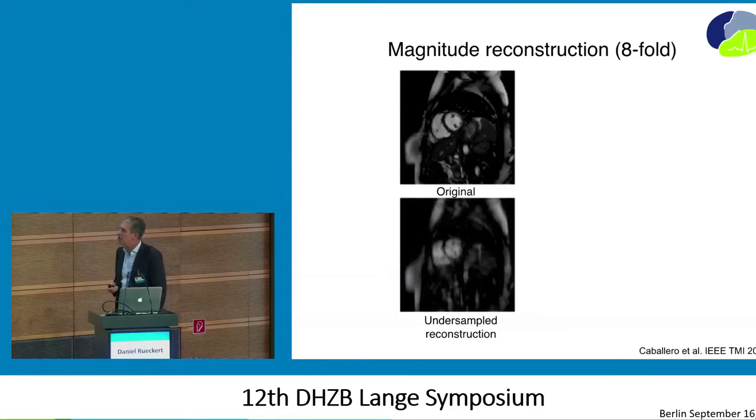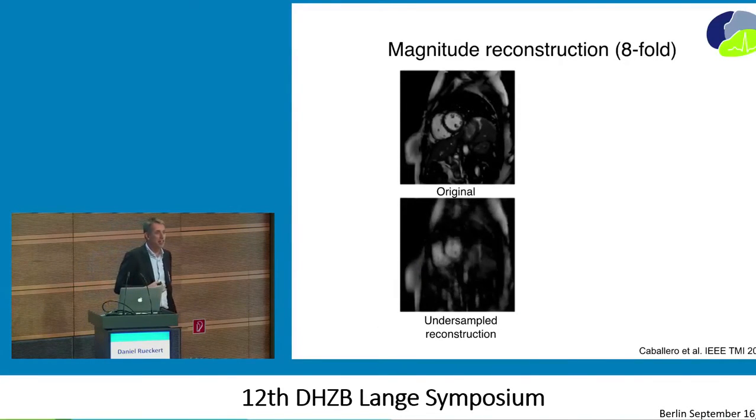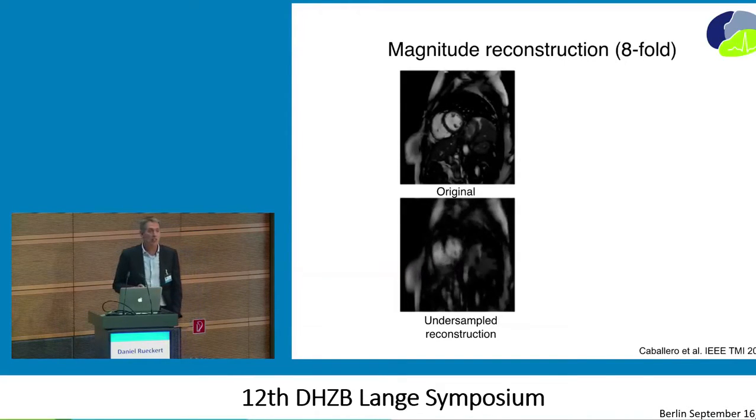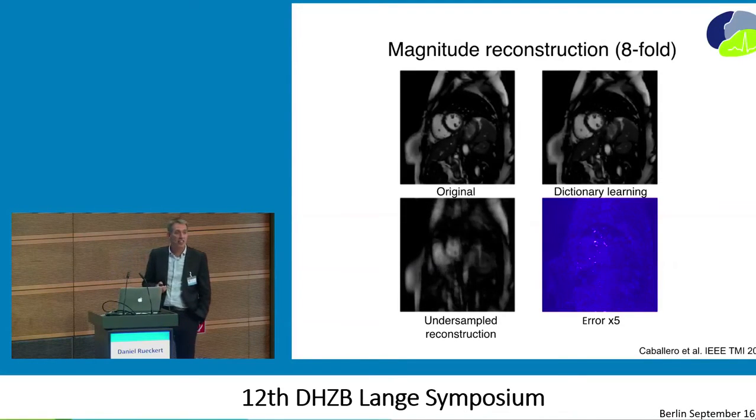What you see at the bottom is the same data set from the same patient, but acquired 8 times faster, just throwing away 7/8 of the data and only keeping 1/8 of the data. If we take these measurements and combine this with machine learning and try to reconstruct the original data, we can effectively recover nearly perfectly the original image.